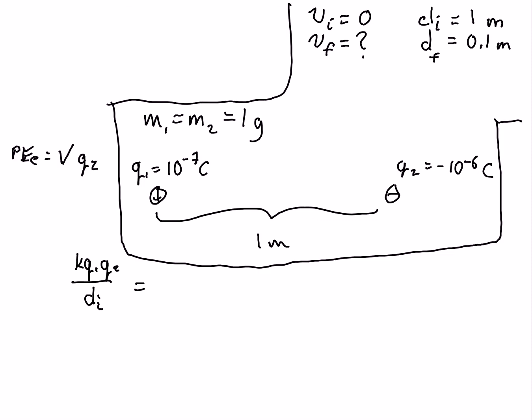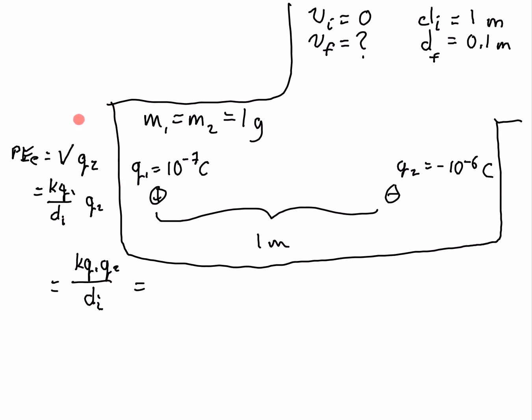And by the way, that's coming from the fact that the electric potential energy is equal to the voltage times, we'll say, the charge Q2. And the voltage due to a point charge is k Q1 over D initial, which is the radius, the distance between the two. So we're taking the voltage due to the charge Q1 and multiplying it by the charge Q2 to get the electric potential energy. And that's the initial energy in this problem.